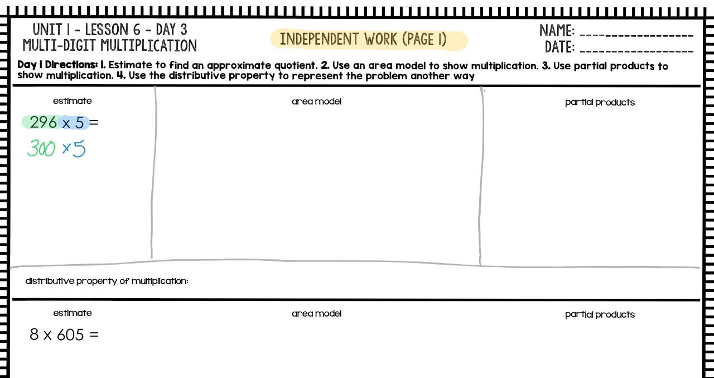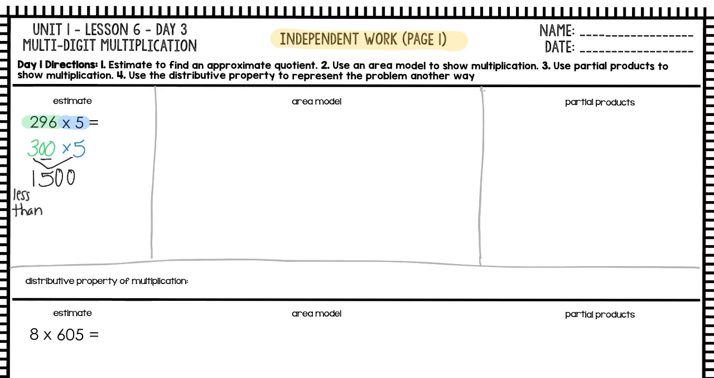Now, because I see 2 zeros at the end of 300, I know that my 1s and my 10s places are going to have zeros. So then I'm going to say, all right, what's 5 times 3? 5, 10, 15. 15. My number should be about 1,500. Now, because my estimate is larger than the number that we started with, I know that my answer needs to be a little bit less than 1,500. Let's do an area model to find this.